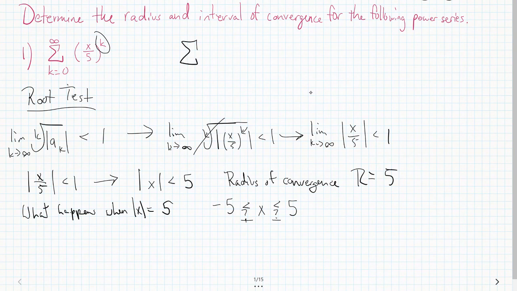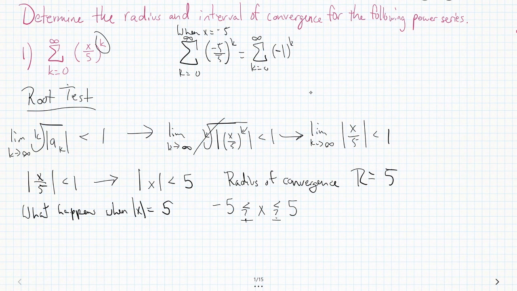So when x equals negative 5, what happens? We get the sum from k equals 0 to infinity of negative 5 over 5 to the k, which equals the summation from k equals 0 to infinity of negative 1 to the k. And that goes essentially 1 plus negative 1 plus 1 plus negative 1, and so on and so forth. So this thing actually diverges by the test for divergence.